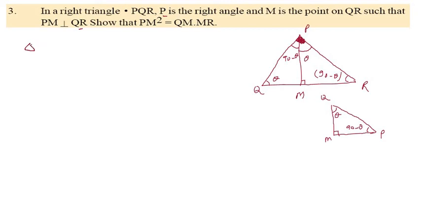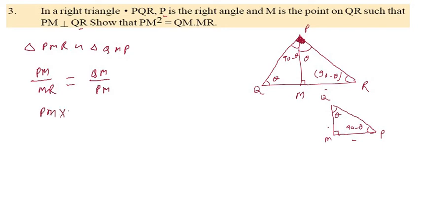You can see here the triangle PMR is similar to triangle QMP. Now apply the property of similarity. So PM upon MR is equal to QM upon PM. Now do the cross multiplication. So PM into PM is equal to QM into MR. Here PM square is equal to QM into MR. Hence proved.